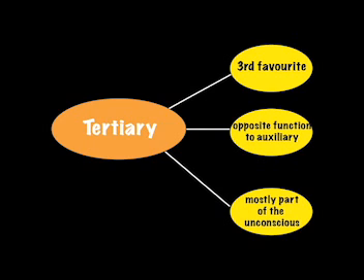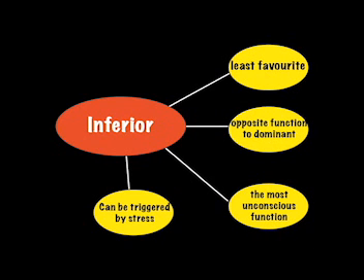We have a tertiary function, which is our third favorite function. The tertiary function is always opposite to the auxiliary function and is not found in our four-letter code. It is mostly part of the unconscious. Finally, we have an inferior function, our least favorite function, which is not part of our four-letter code either. This is the opposite function to the dominant and the most unconscious function. This function can be triggered in a negative way by stress.